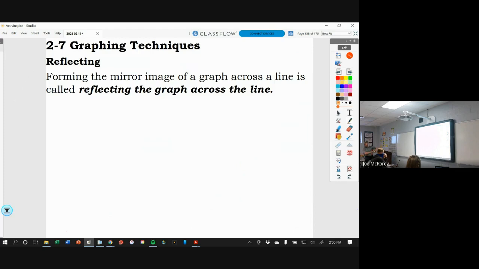Reflecting means forming the mirror image of a graph across a line. The reflections we're going to look at, as far as reflecting across a line, are reflecting across the x-axis, and we'll talk about reflecting across the y-axis. And those will get you mirror images. Next slide.